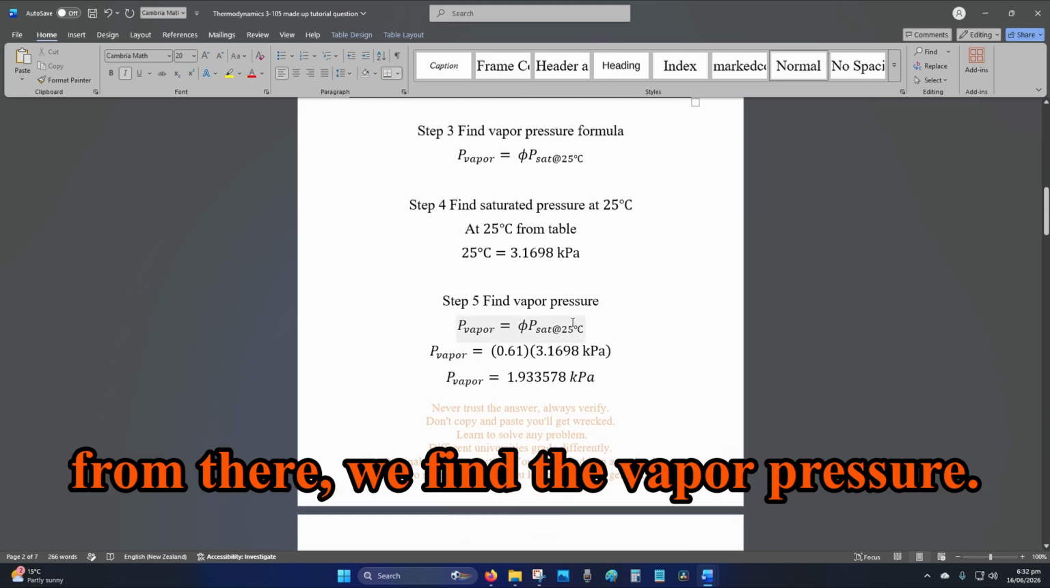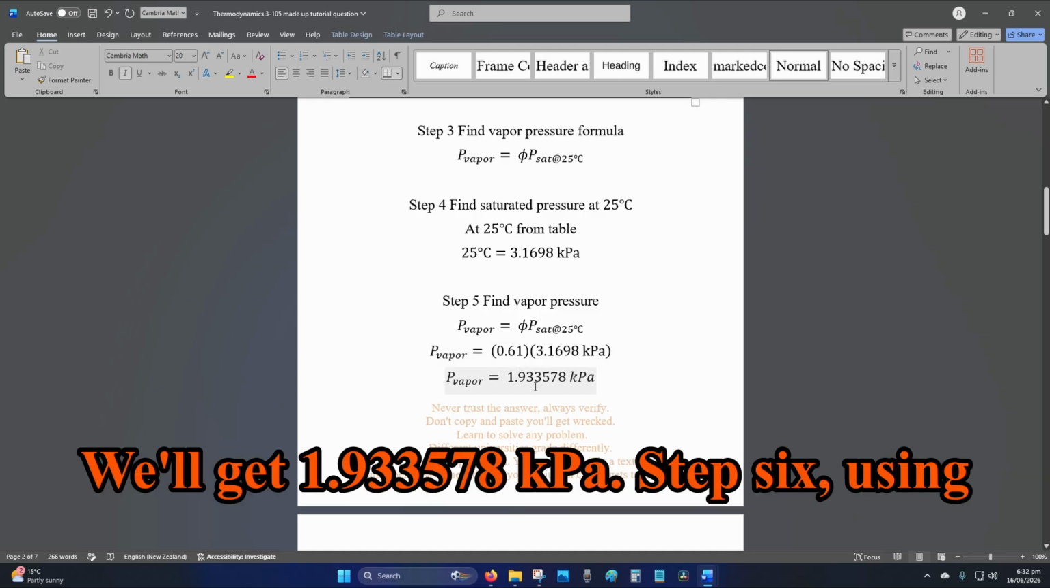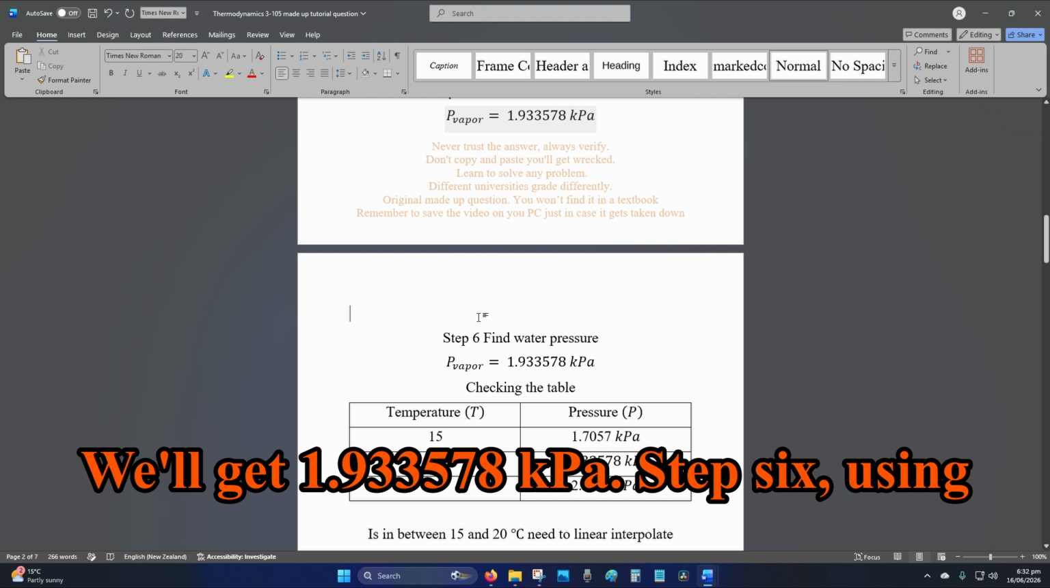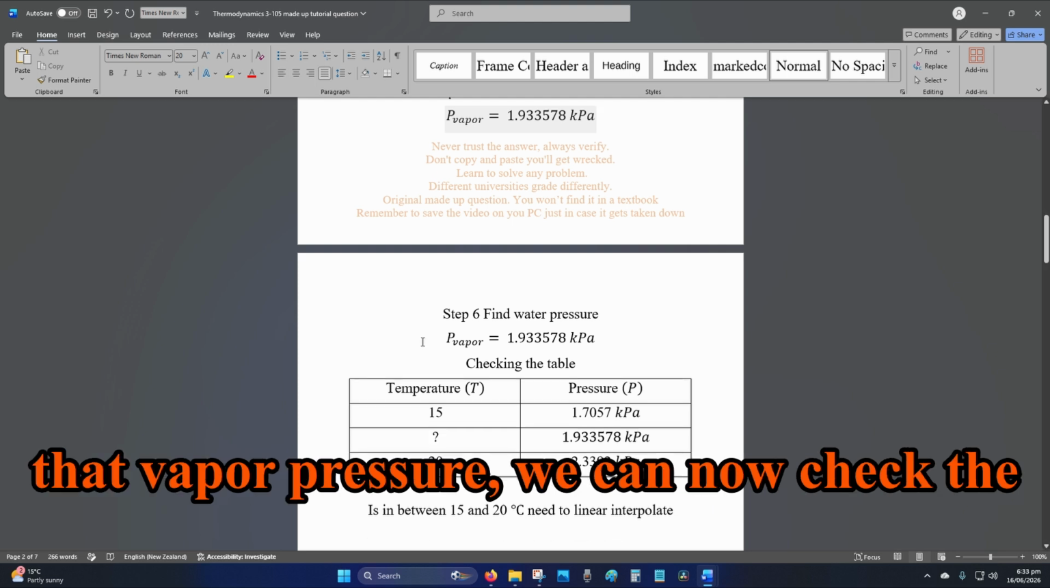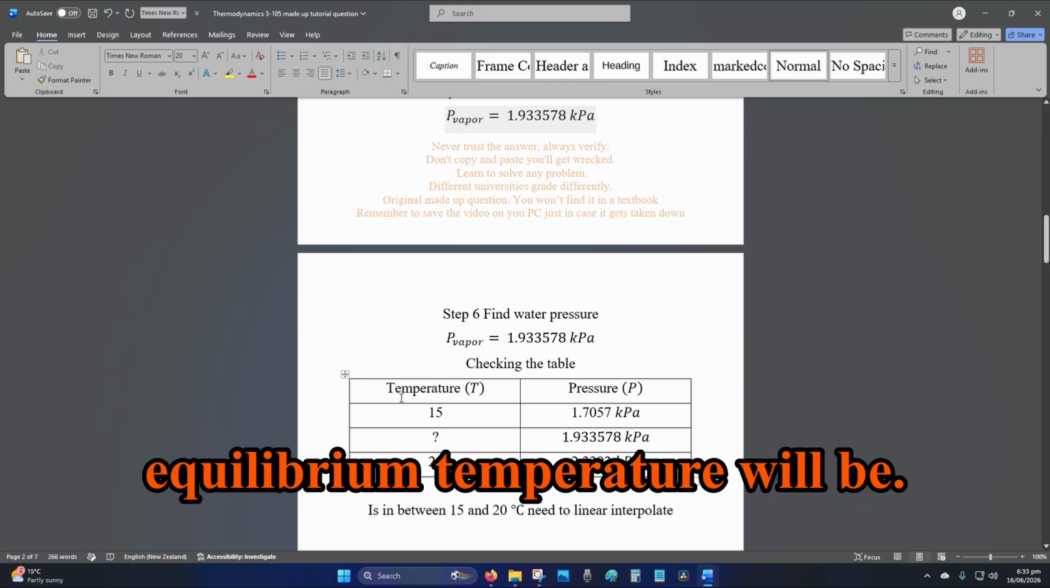And from there, we find the vapor pressure, so we multiply 61% by the pressure. We'll get 1.933578 kPa. Step 6. Using that vapor pressure, we can now check the table once again to find where the phase equilibrium temperature will be.